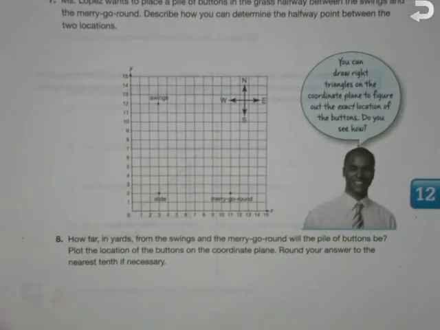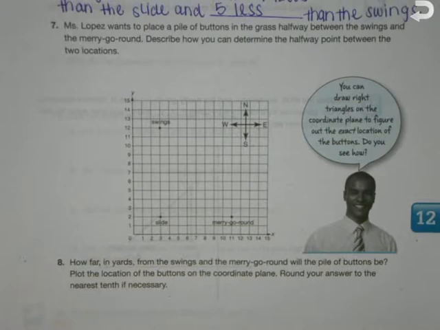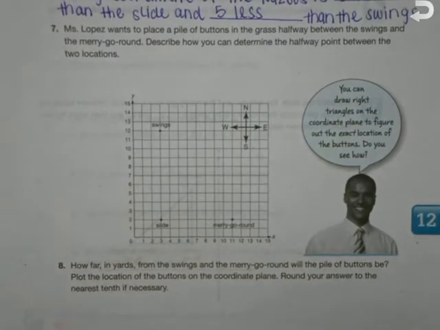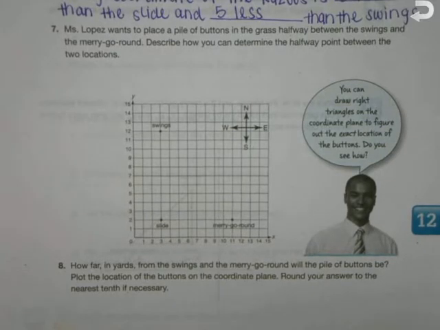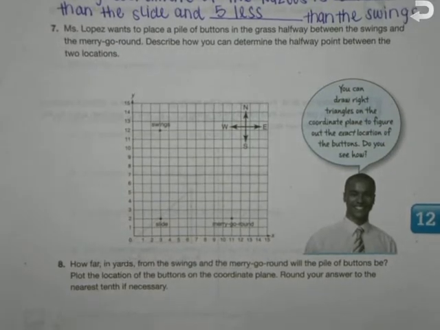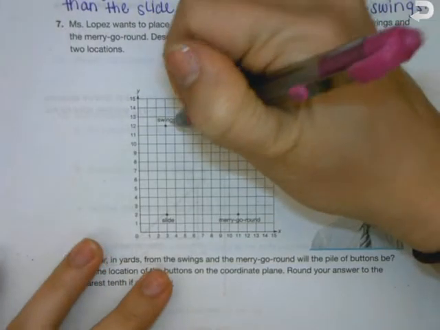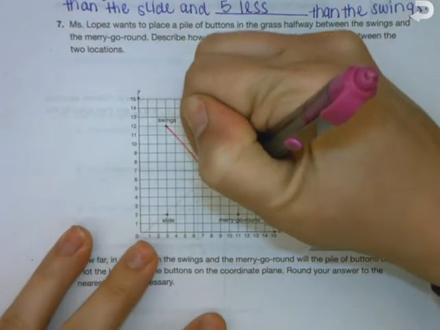Okay. So let's look at number 7 then, and we're going to get a little bit trickier. So can somebody read number 7 to all of us? Tom, will you read for us? This process was place a pile of lessons in the gap halfway between the swings and the merry-go-round. Describe how you can determine the halfway point between the two locations. Thank you. Okay, so the swings and the merry-go-round are diagonal like this. I'm going to try my best to draw a straight line.